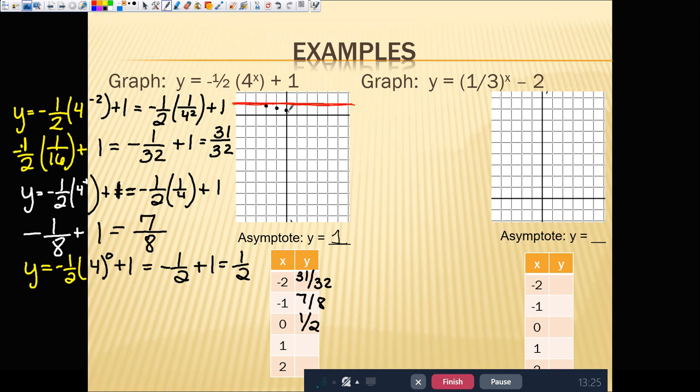Okay, now let's substitute 1. So y equals negative 1/2 times 4 to the first power plus 1. So that's going to be 4. And then half of 4 is 2. So that's going to be negative 2 plus 1, which is negative 1.